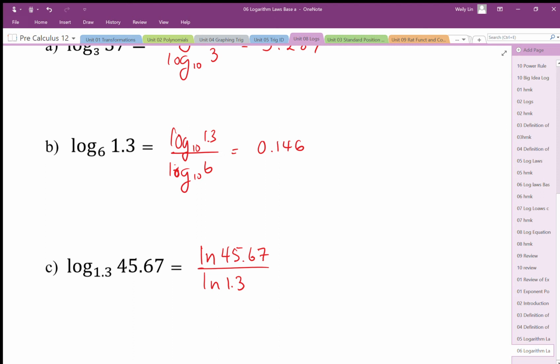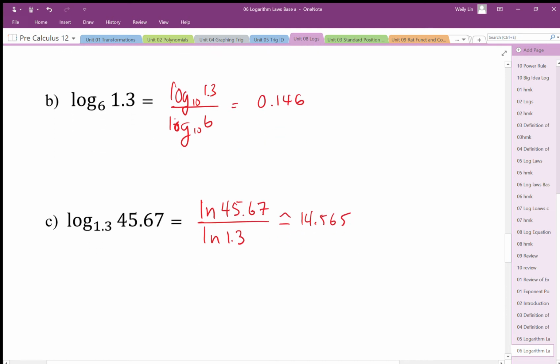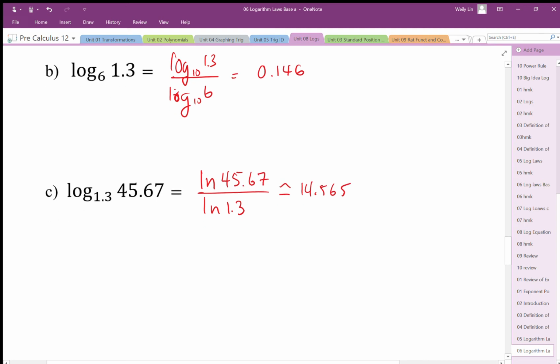I get 14.56565. So that's my decimal value. It's approximately 14.565. Okay, and whether you use base e, base 10, base 3, whatever base you want, this is going to be the same value.